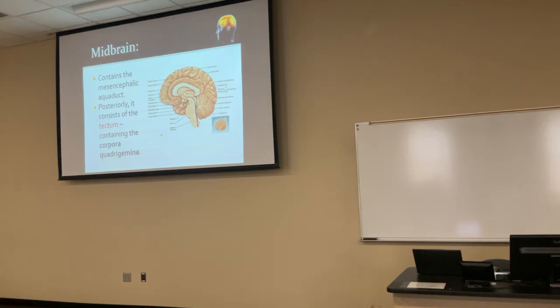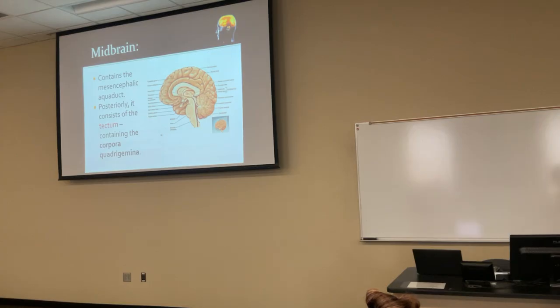Then the next highest level of the brain is the midbrain, which is one of the simpler regions. The midbrain is made up of mostly white matter. The midbrain is this area right here. The midbrain is this region right in here. It has a narrow canal going through the middle of it. That's called the mesencephalic aqueduct.